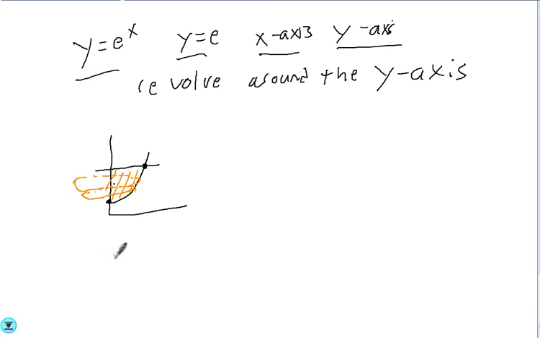Okay, so this time, when we're doing our integral from a to b, we're going to have dy's because we're going around the y-axis. So if we're looking around the y-axis, and we're thinking about our radius, this is what I've drawn here as the radius.